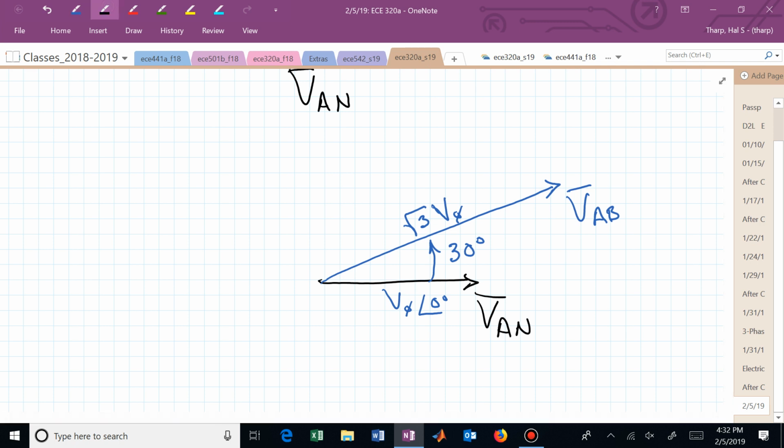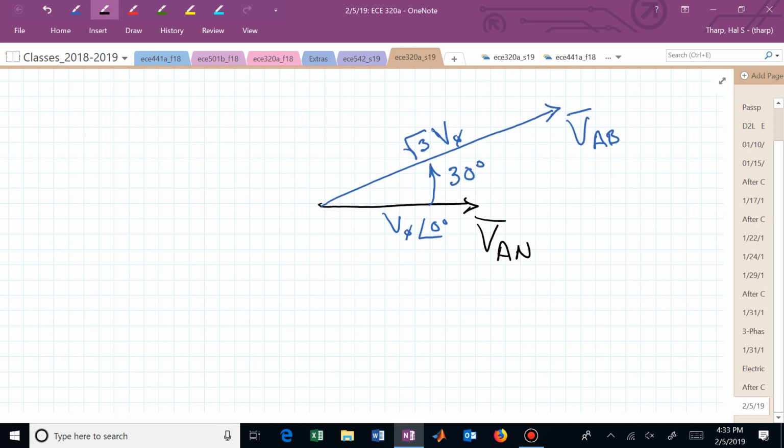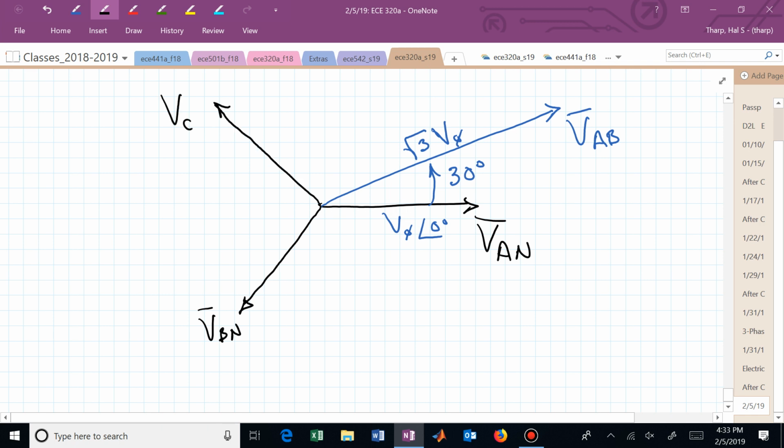And do you see how to make this even more interesting? By filling in the other phases. We're dealing with a three-phase balanced system, so if this is V sub AN, you can immediately draw V sub BN and V sub CN. They're 120 degrees away from V sub AN. So now V sub BN is right here, and V sub CN is right here.